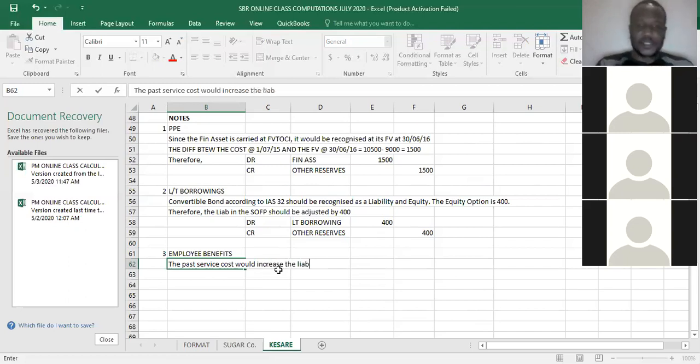And be charged to profit or loss. That is, we can do retained earnings now. So it goes to retained earnings.